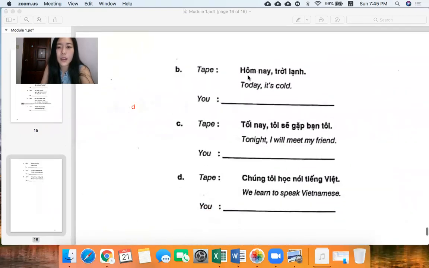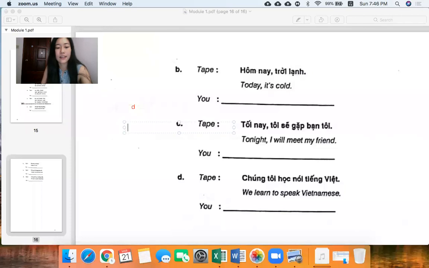B. Hôm nay trời lạnh. Hôm nay trời lạnh. Hôm nay trời lạnh. C. Tối nay tôi sẽ gặp bạn tôi tối nay. Tôi sẽ gặp bạn tôi tối nay. Tôi sẽ gặp bạn tôi.